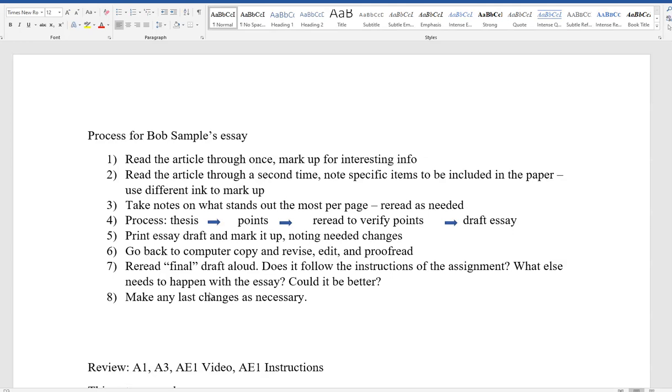And then with the paper in mind, like I'm writing a paper about this article, what is it that stands out? What is it that needs to be seen? So then I say read the article through a second time, note specific items to be included in the paper, and use different ink to mark it up. So this is one way. When we get to number 4, we'll talk about another step that you can include. But these are the steps that I included for this particular essay.